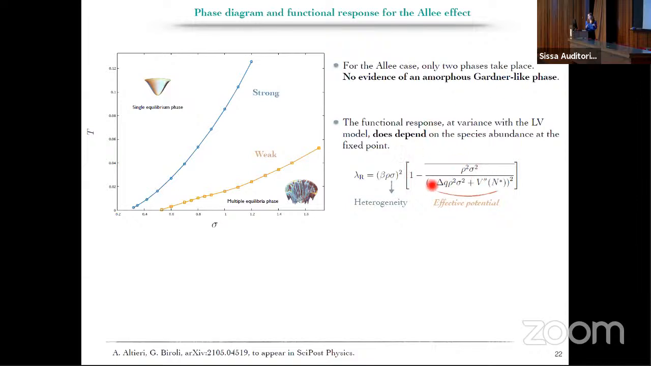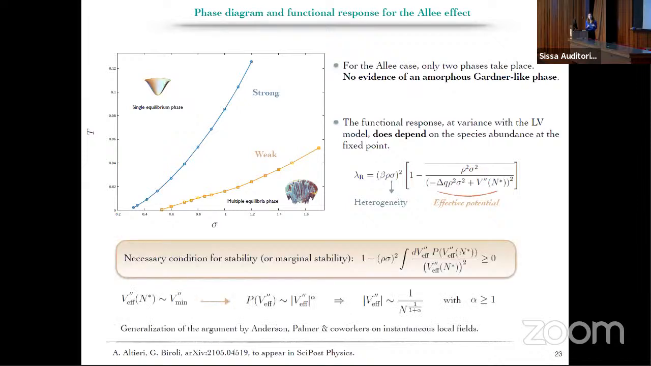So if we rephrase this condition, this expression for the replicator mode, in terms of a condition for the probability distribution evaluated at this effective potential that corresponds to the denominator of this expression, we can get an extremely general condition for stability or marginal stability.